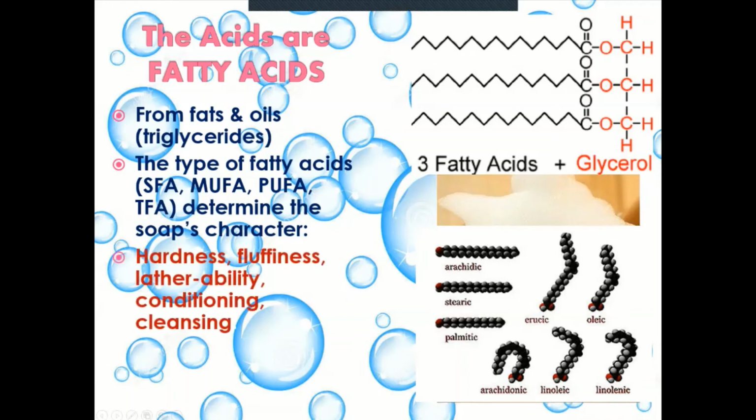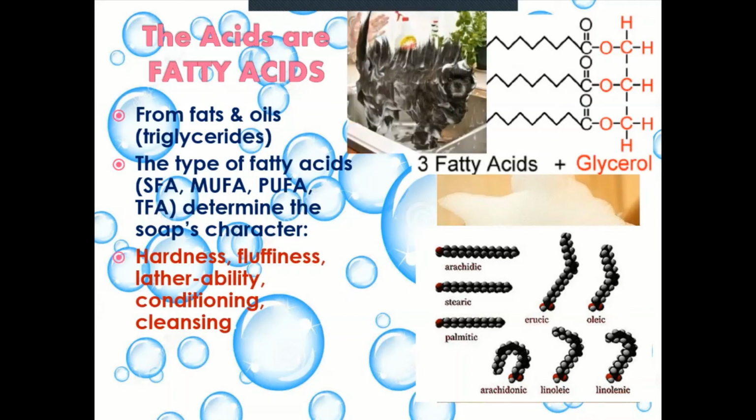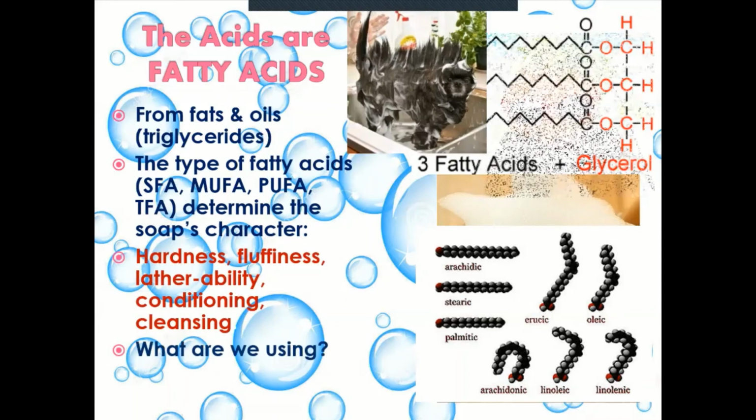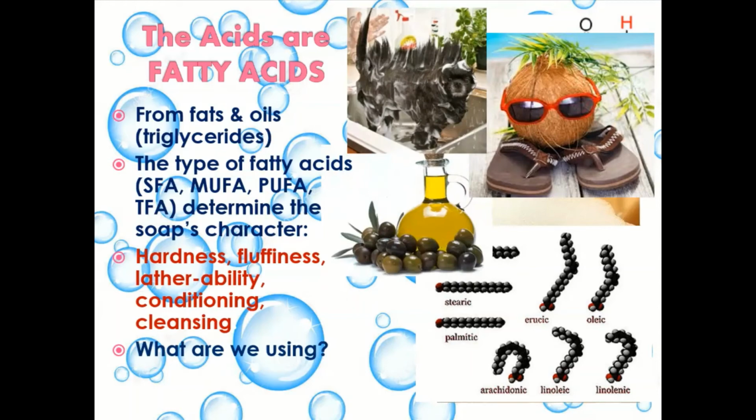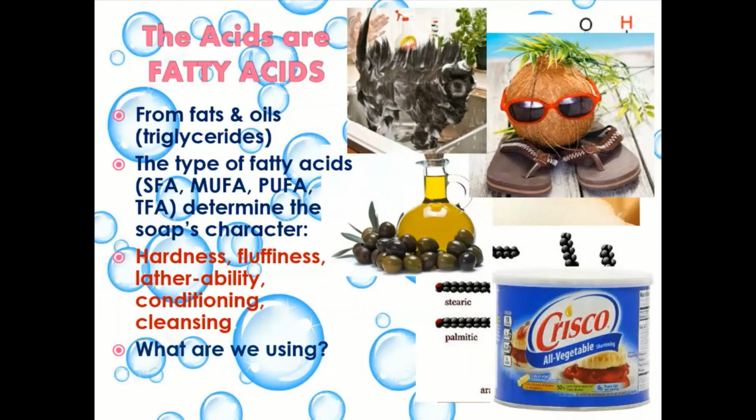Depending on what type of fatty acid was in our triglyceride determines how hard the soap is, how fluffy it is, the latherability, the conditioning, the cleansing. So you can do things like this depending on your soap. If we were making soap, we'll pretend like we are, you can use coconut oil. It's a good way to use coconut oil because you should not be eating it. In lab, we usually use coconut oil. We also use olive oil. For those of you who should all be giving up your oils for consumption, this would be a great way to make soap and use up all those oils in your house that you don't want to use for consumption.